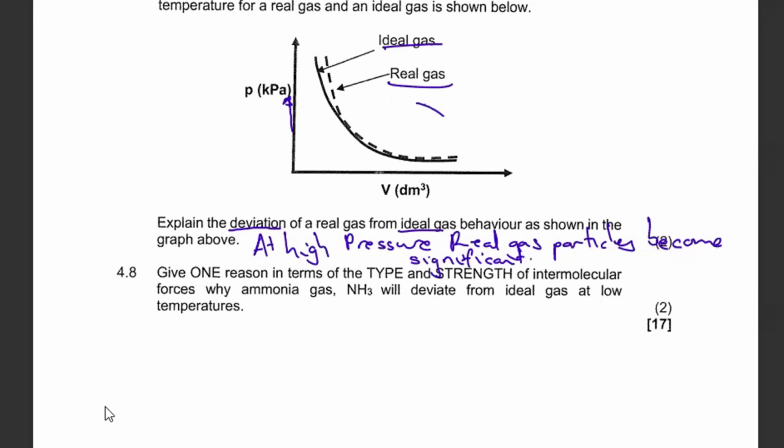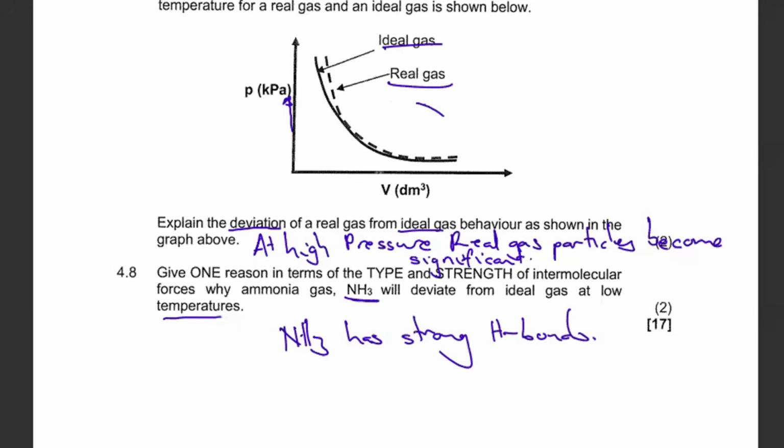Then it says, give one reason in terms of the type and strength of intermolecular forces why ammonia gas, NH3, will deviate from the ideal gas at a low temperature. If you look at NH3, it has hydrogen bonds, and hydrogen bonds are strong. So the reason is that NH3 has strong hydrogen bonds. That's the reason why we're having that.